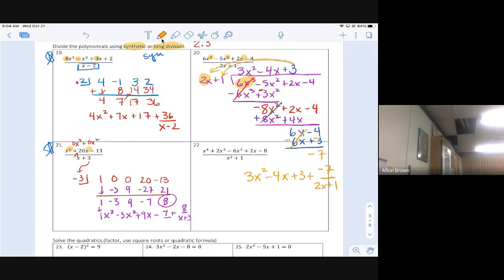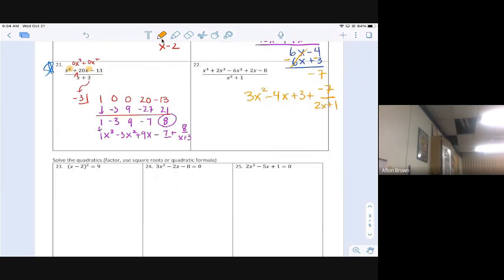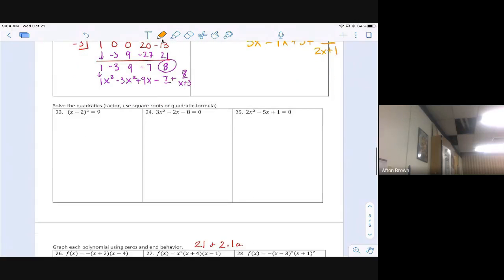So again, we're going to skip 22. I'll post it on the keys. So if you want to do 22, 22 will be optional. But if you feel good, I think if you have one good long division question written down, you're going to be okay. So let's look at 23, 24, and 25.